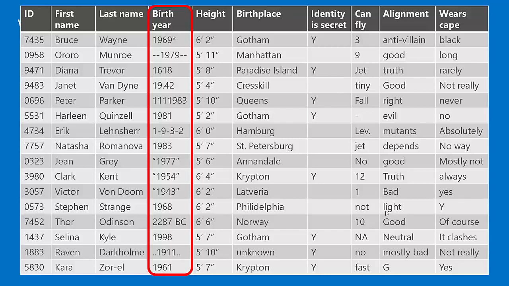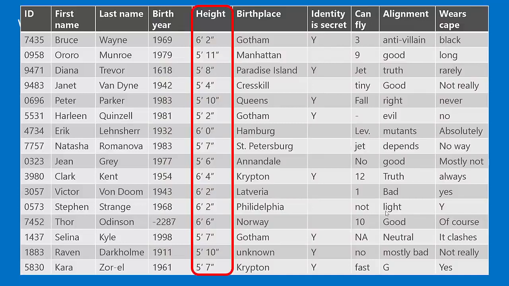In order to clean this up, we need to make sure these are all formatted the same way. After we go through and fix them, this is what it looks like. We even took the 2287 BC and just turned it into negative 2287 so that it could very easily be interpreted by our algorithm.